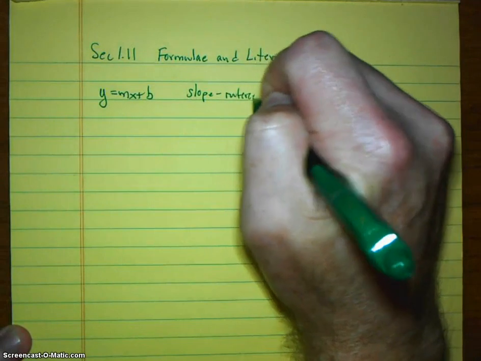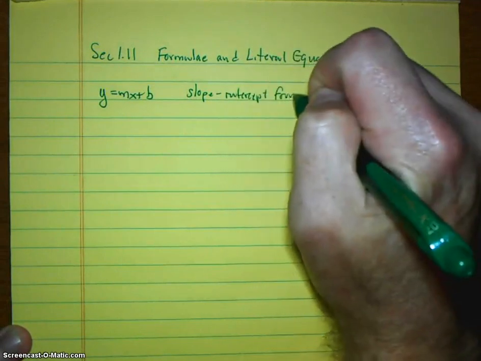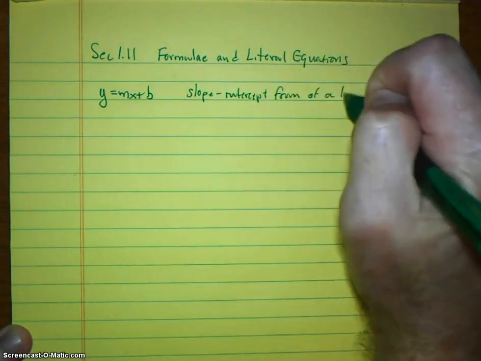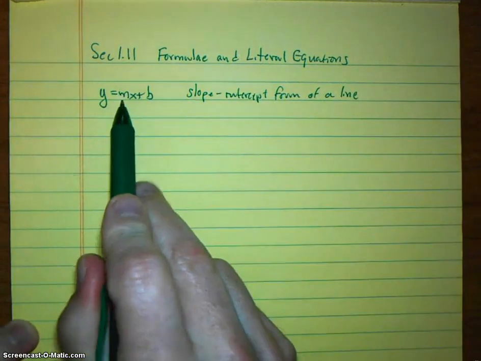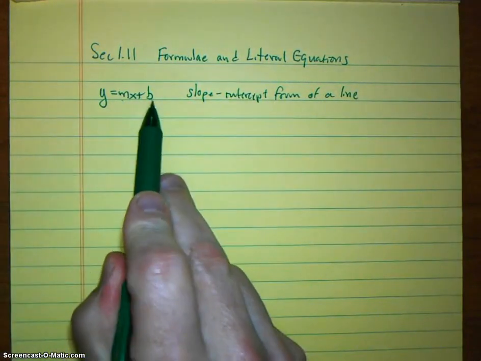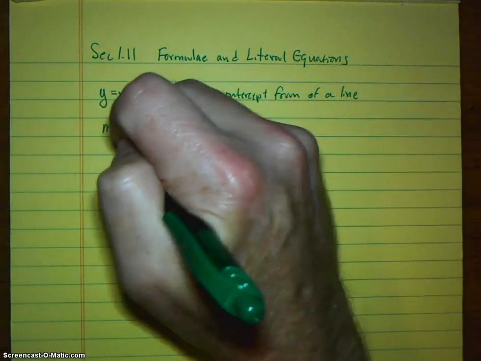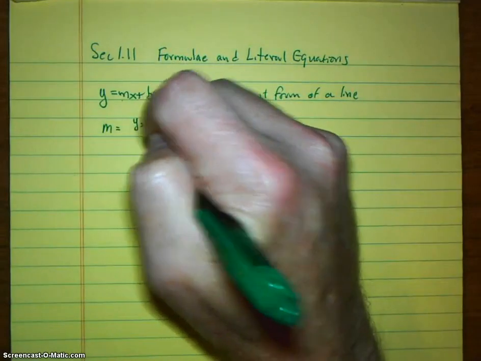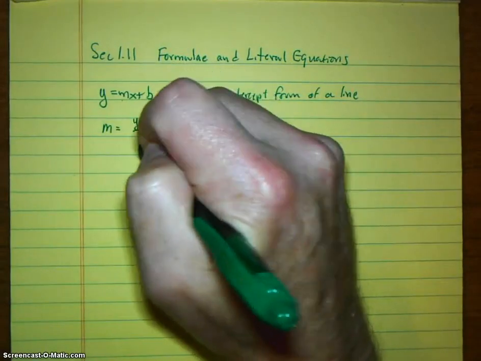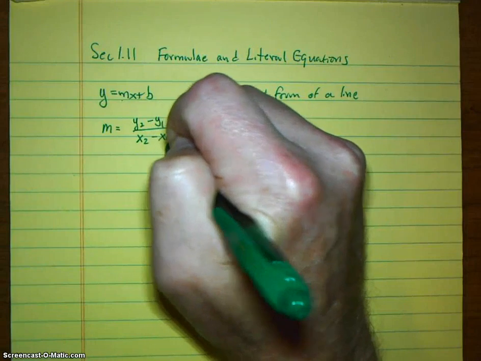slope intercept form of a line. M is the slope of the line, and 0 comma b is the y-intercept. A very important formula, one that we will definitely talk about in the future. But the slope formula, if you want that one, that's m equals y2 minus y1 over x2 minus x1.